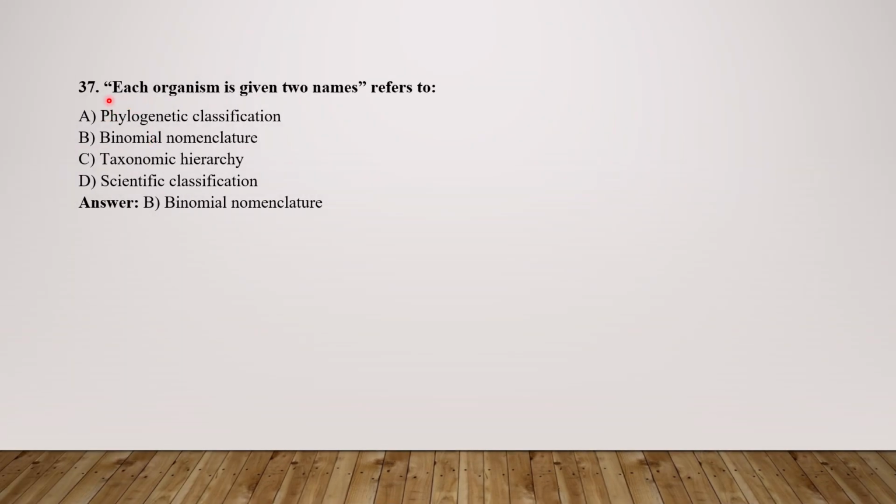And the last question, each organism is given two names which refers to. The right answer is binomial nomenclature, introduced by Linnaeus using genus and species. So the generic name and specific epithet. So it is binomial nomenclature.